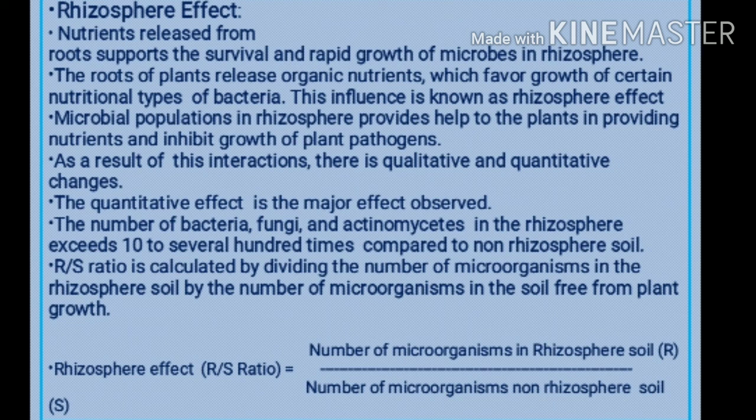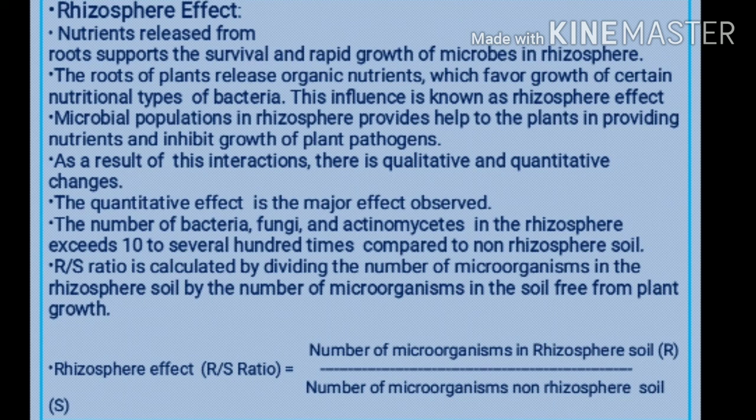This ratio is called the R by S ratio, the rhizosphere effect. This rhizosphere effect is quantitatively calculated by calculating the R by S ratio. What is this R by S ratio? R by S ratio is calculated by dividing the number of microorganisms in the rhizosphere soil by the number of microorganisms in the root-free soil. So, number of microorganisms in rhizosphere soil divided by number of microorganisms in non-rhizosphere soil.